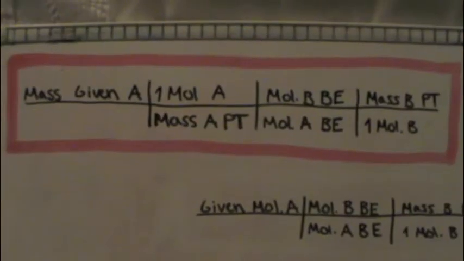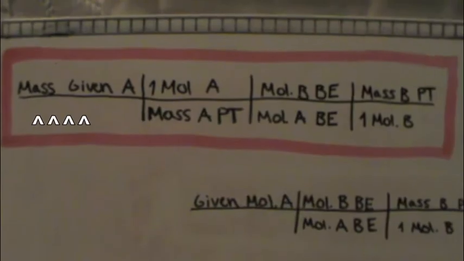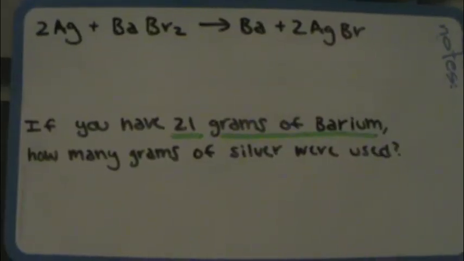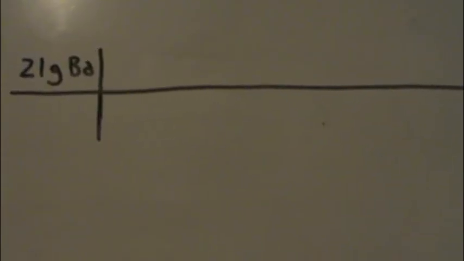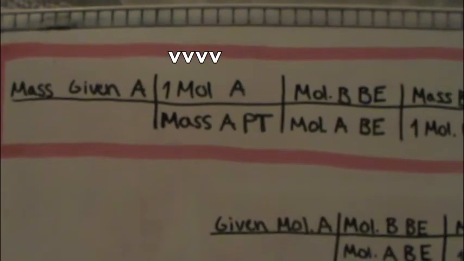And first we're going to look at our mass-to-mass chart. So on the top left, it says to put the mass given, which is A. We are given 21 grams of barium. So this is what your chart should look like. Next, you just put 1 mole A. A is barium, so I put 1 mole barium.